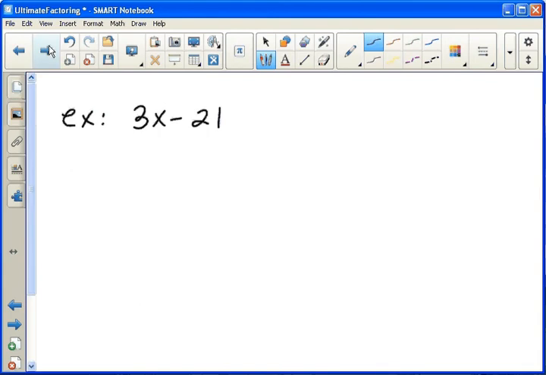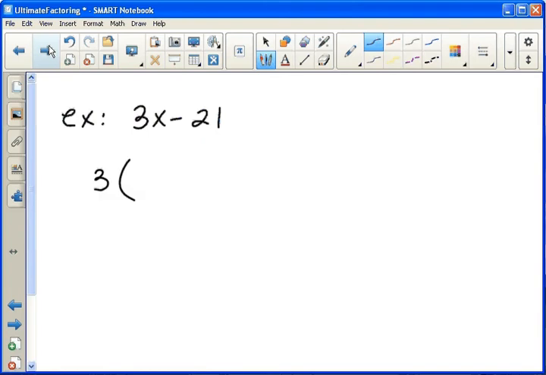So our next example, 3x minus 21. Again, the goal is to find their greatest common factor. What's the biggest term, or number in this case, that can be factored out of these terms? Well, if we look at 3x and 21, we notice that both of them are divisible by 3. That means we can factor out a 3.